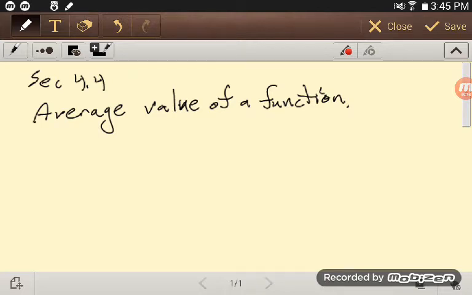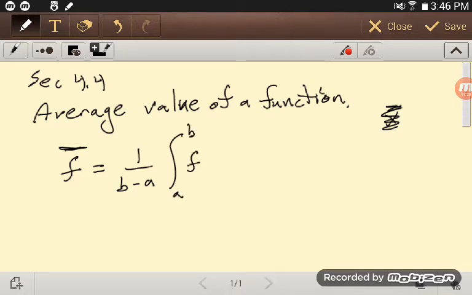I don't think they give a notation, so I'm going to say f bar. I'm basing that on statistics, where when we take an average, you call that x bar. So I'm going to call this f bar for my average value of the function f on an interval. On that interval, we take the width of the interval, 1 over b minus a, times the integral from a to b of f of x dx.